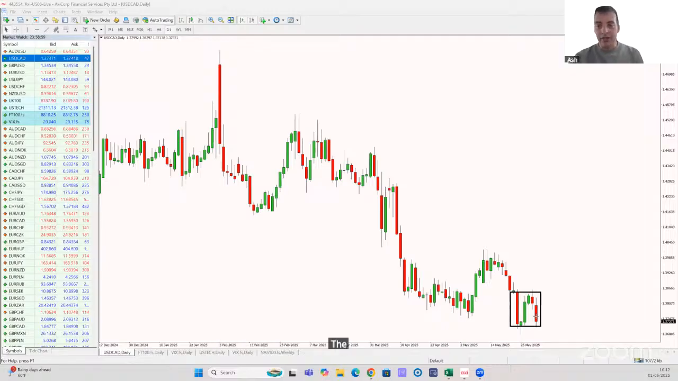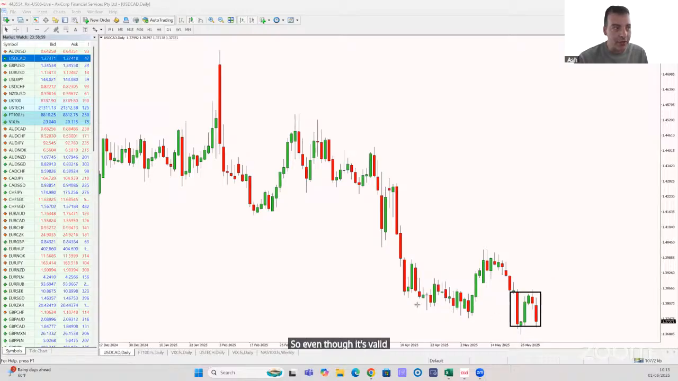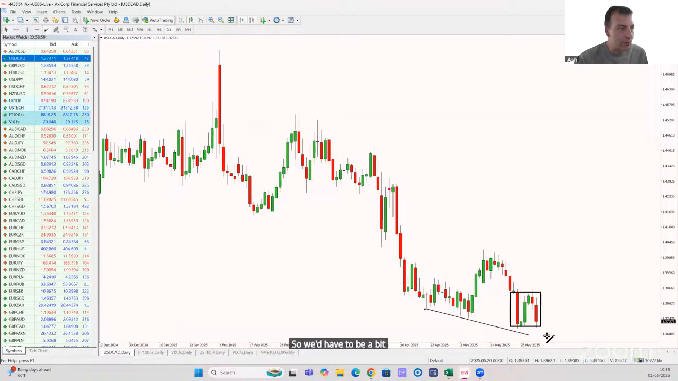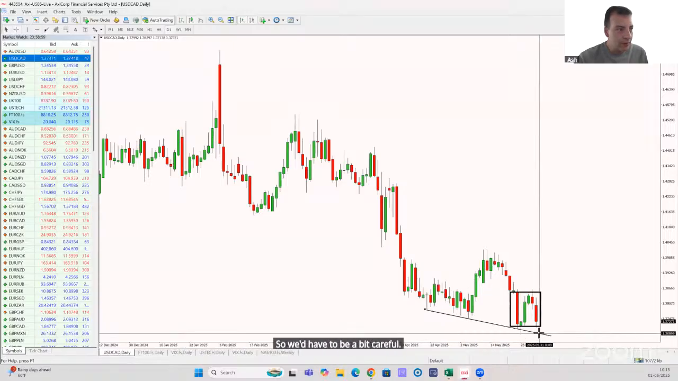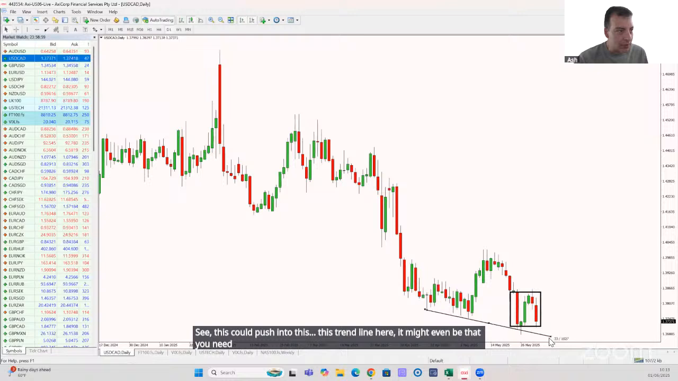The lower end of the box is a valid place to take trades on a shorter term time frame if you are willing to either widen the stops or get in a couple of times, because you might not find the absolute low. So even though it's valid down here because of the analysis, there might be some further downside before this genuinely turns around. So we'd have to be a bit careful. This could push into this trend line here. It might even be that you need to connect down here to put your stops under these levels.